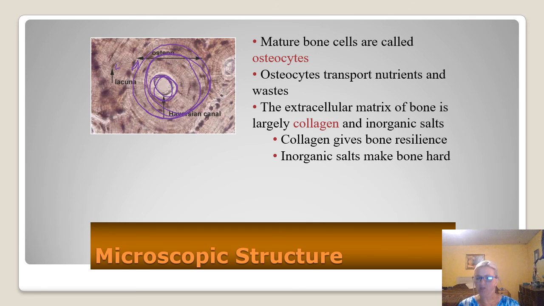Osteocytes transport nutrients and waste. The extracellular matrix of bone is mostly made up of collagen and inorganic salts like calcium. There are other ones as well. Collagen helps make bones resilient. That's what helps keep them from being brittle. Inorganic salts are what make them hard. And so you want to have the right balance of that. When you don't, you have things like brittle bone disease, or you can have bones that are actually too soft. There are lots of disease processes involved in those.